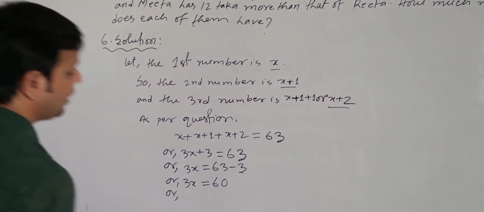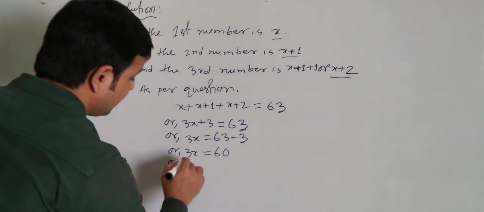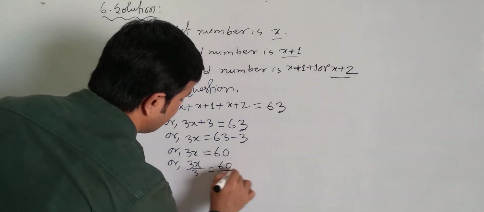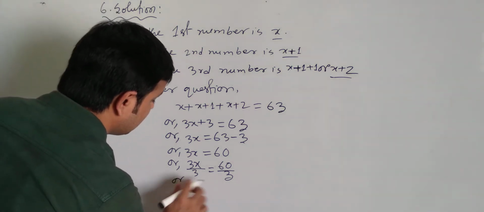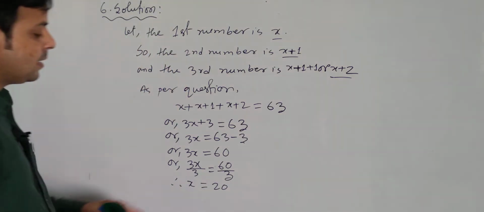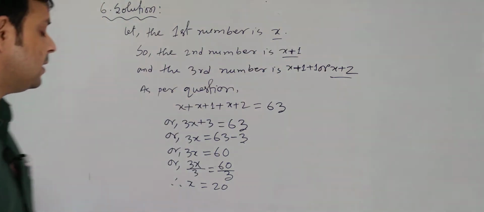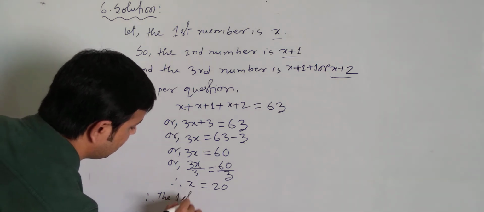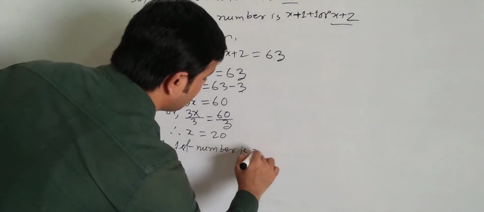Now we have to remove 3. How can we remove 3? To remove 3, we have to divide both sides by 3. So we can write 3x by 3 equals 60 by 3. Now we will get the value of x, that is 20. So you can say, what is x? x means the first number. Therefore the first number is 20.